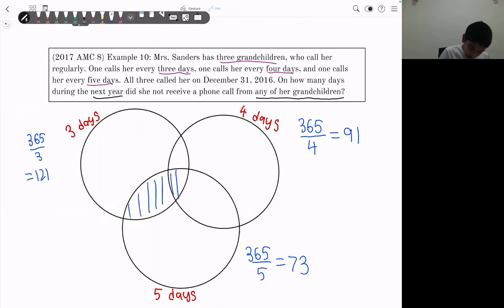And also here, this whole area is being overcounted, as you can see. This whole area we're already counting twice, so that's not good because these areas are already being overcounted. So we have to subtract them off. So let's first find the number of ways that both grandchildren call, the one who calls every 3 days and the one every 5 days.